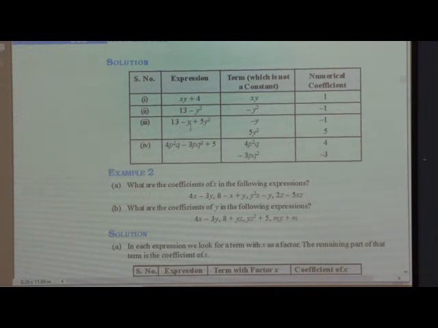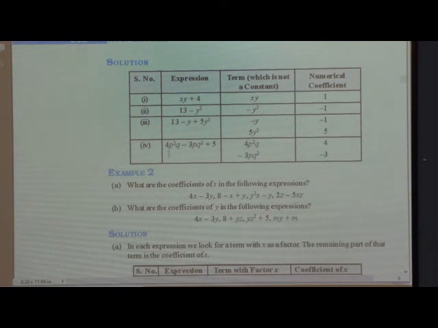Here we have 13 minus y plus 5y square. What are the terms here? The terms are minus y and 5y square. We are not including the constant. Now you know a constant is a fixed value, so we are writing only the terms without the constant. Minus y has coefficient minus 1, and 5y square has coefficient 5. So we write the coefficient as 5.